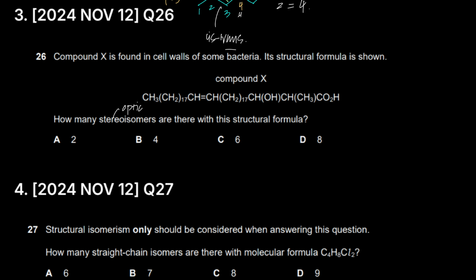Optical, I have to be vigilant for optical as well as geometric. So optical and geo. Let's see. For geo, I'll have to look into the double bonds, right? So here you have a carbon-carbon double bond right here. You have a carbon-carbon double bond right here.